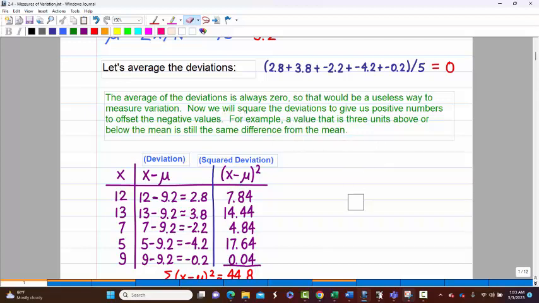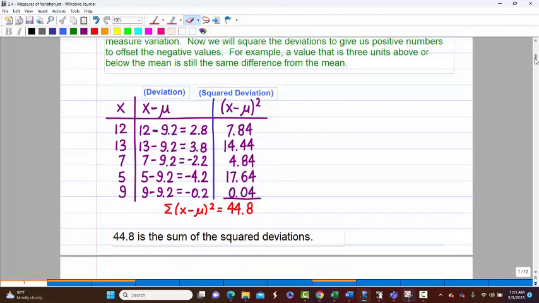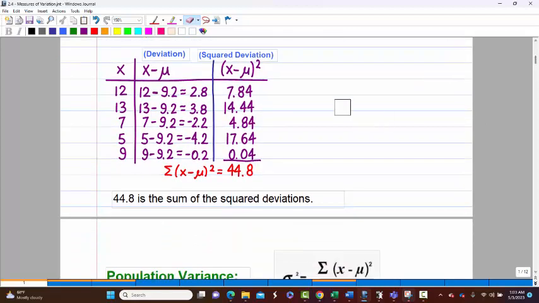Now, to get rid of the idea of having negative deviations, because really we're looking more for distance away from the mean than we are worrying about whether it's negative or positive. If it's far away from the mean, we don't care whether it's below or above. So to take care of that, we square the deviations to get rid of all these negatives. So you take each of these numbers, square them, and you'll get these numbers right here. Add them up, you get 44.8. And that number, 44.8, is called the sum of the squared deviations.